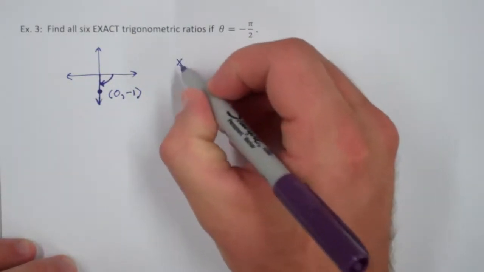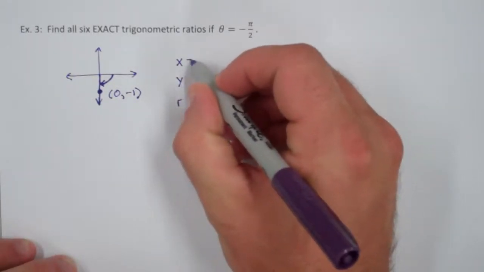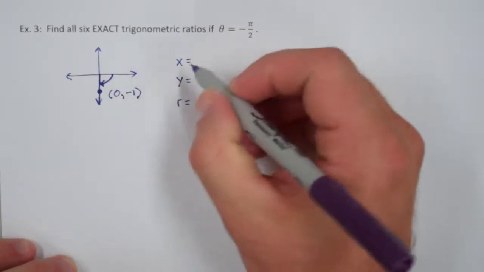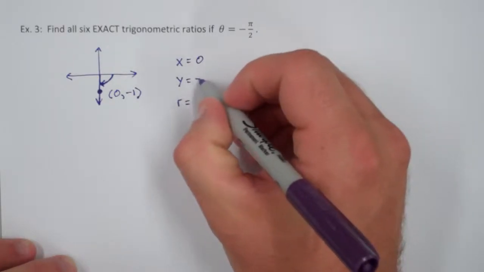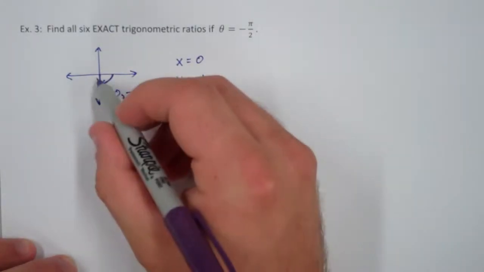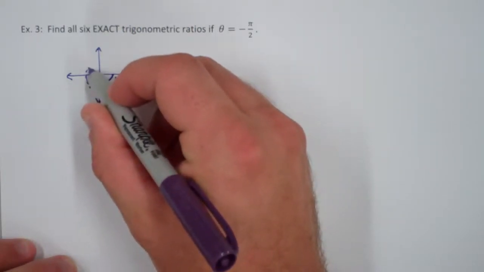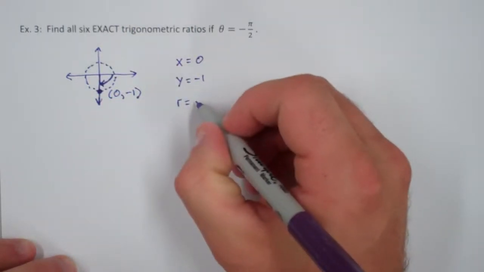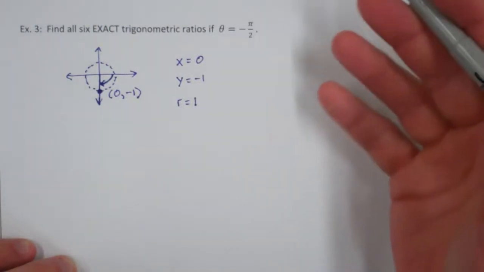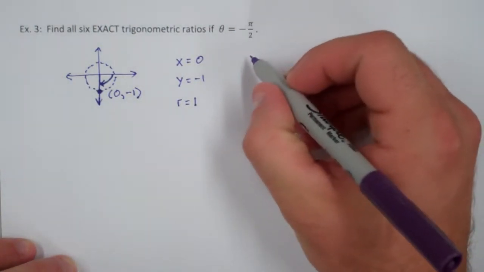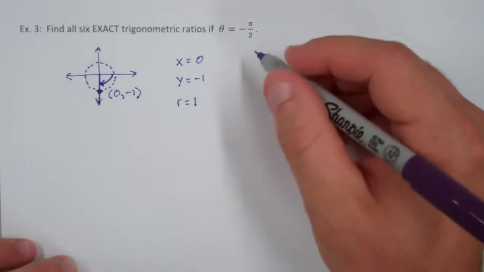So if we're looking at our x, our y, and our radius, the x would be 0, y is negative 1, and then r, of course, would be 1. And then there's your circle right here, the old unit circle. So to set up our trig ratios, we're going to utilize our x, y, and r.